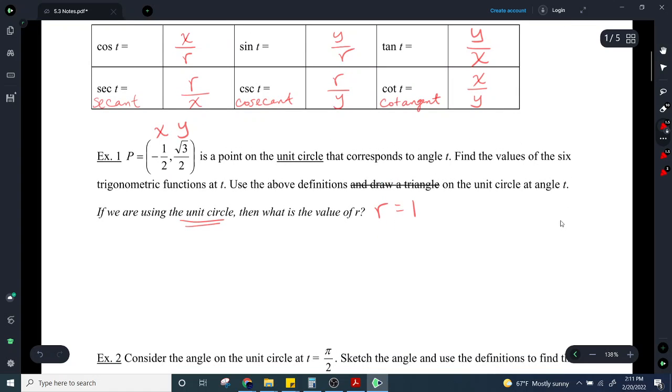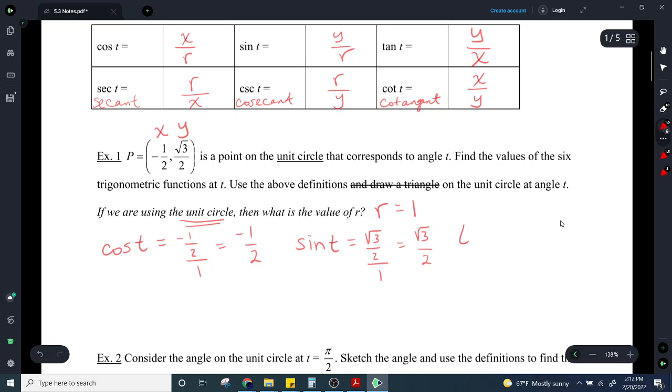Let's start with cosine. Cosine of angle t, according to the chart up here, is x over r. So it's going to just be x, which is negative 1/2, over r, which we just said is 1. So that just simplifies to negative 1/2. Sine of t is going to be y over r. So y is going to be this coordinate right here. So that's root 3 over 2 over r, which is 1. So that simplifies to root 3 over 2.